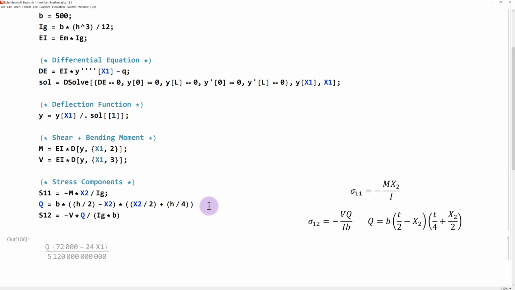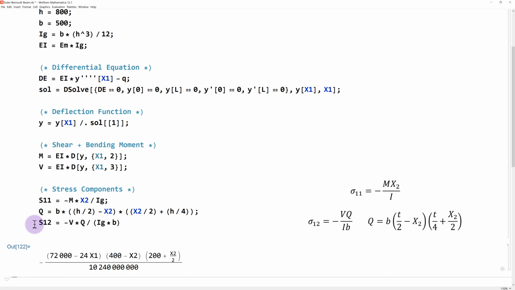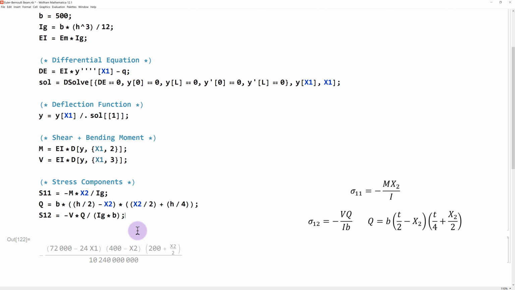So now that we have Q defined, I can suppress it, and if I were to run it, we now have a function for our shear stress component sigma 1, 2, and just like the stress component sigma 1, 1, it's a function of x1 as well as x2. All right, so these are how we get all the expressions for the deflection, the shear, the bending moment, sigma 1, 1, as well as sigma 2, 2. But now the question is, what does this look like?